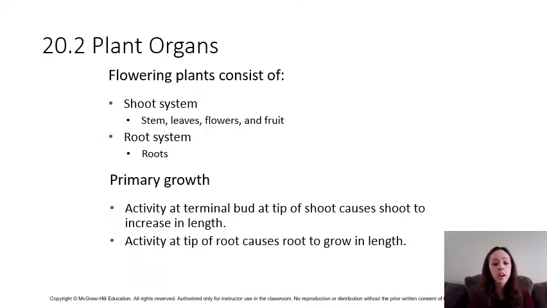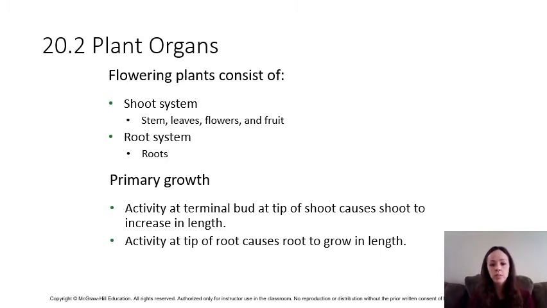So now we'll move on to section two, which covers plant organs. A flowering plant, whether a cactus, a daisy, or an apple tree, has a shoot system and a root system. The shoot system consists of the stems, leaves, flowers, and fruit. A stem supports the leaves, transports material between the roots and leaves, and produces new tissue. The root system consists of the roots that are in the soil.